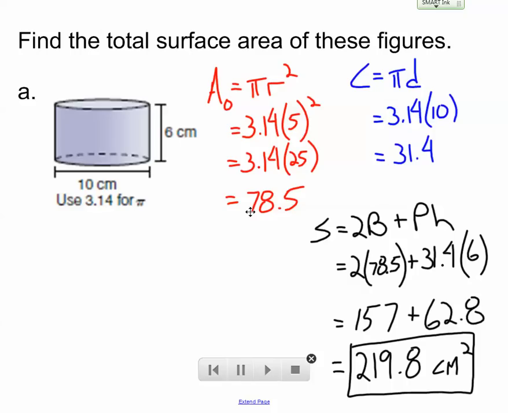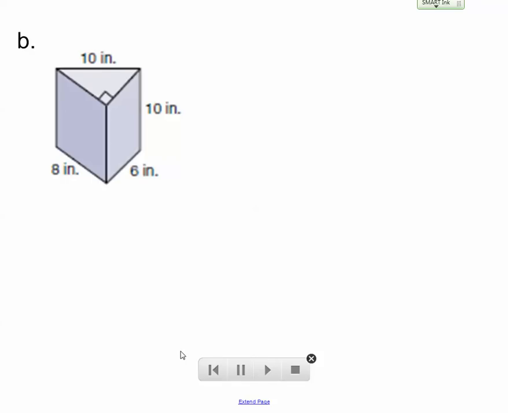So the formula is not very complicated, but you actually have to find the area so you can plug it in, and find the circumference so you can plug that in. This goes right there, and this goes right there. This goes right there. All right, next up, we've got a triangular prism.